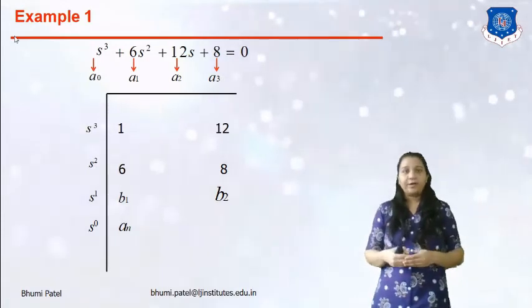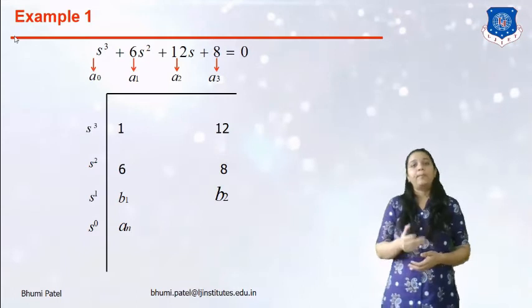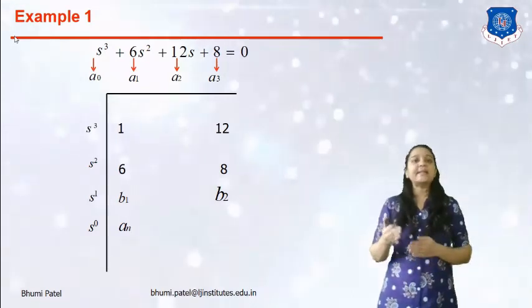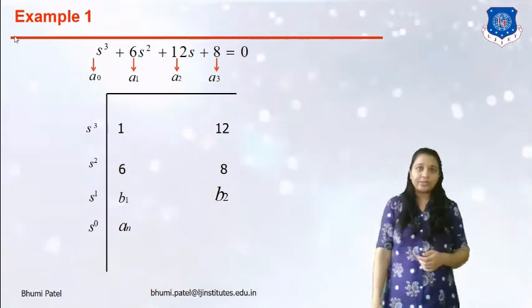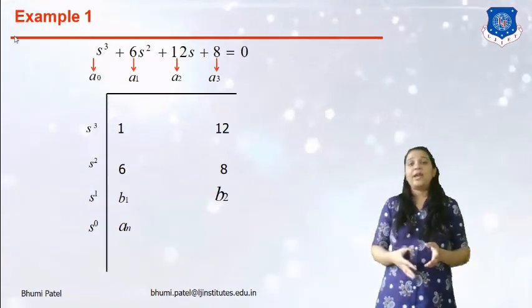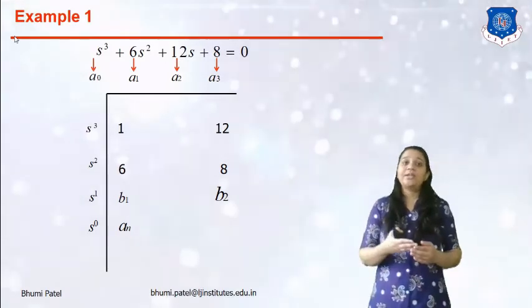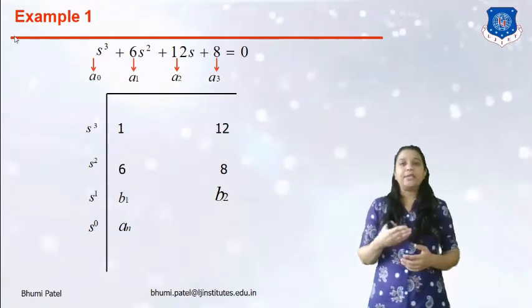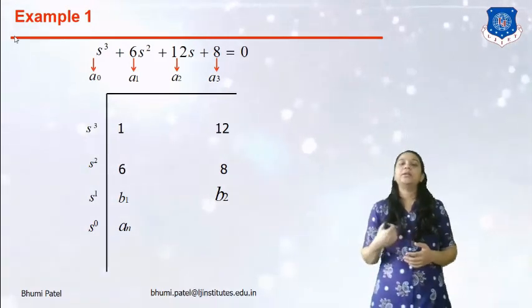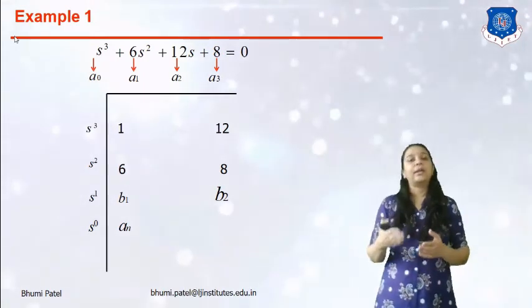Example number 1, the system equation is given: s cubed plus 6s squared plus 12s plus 8 is equal to 0. First of all, we have to define the coefficients of the system equation. So a0 is equal to 1, a1 is equal to 6, a2 is equal to 12 and a3 is equal to 8. Now we have to draw a Routh array table.